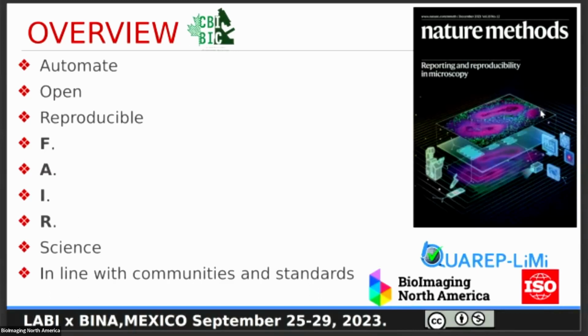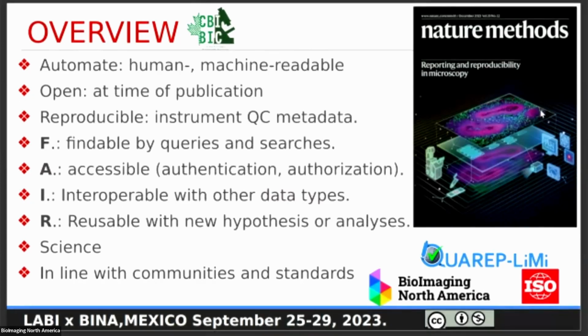There are a lot of us involved in the project I'm talking about today that are very active members of QUAREP-LIMI, but also active members of Bioimaging North America. And a lot of these people were also co-authors on the Nature Methods issue focusing on reporting and reproducibility for microscopy. When we talk about automation, it means that we have to have information that is both human and machine readable. When I talk about open science, it means it's open at time of publication. So we're not asking people to have everything available before publication.